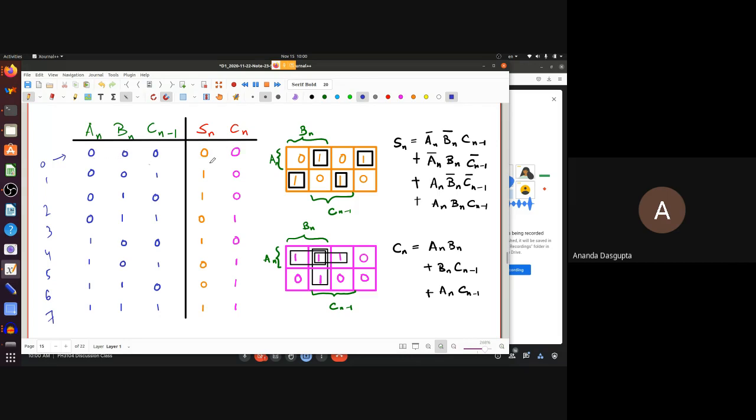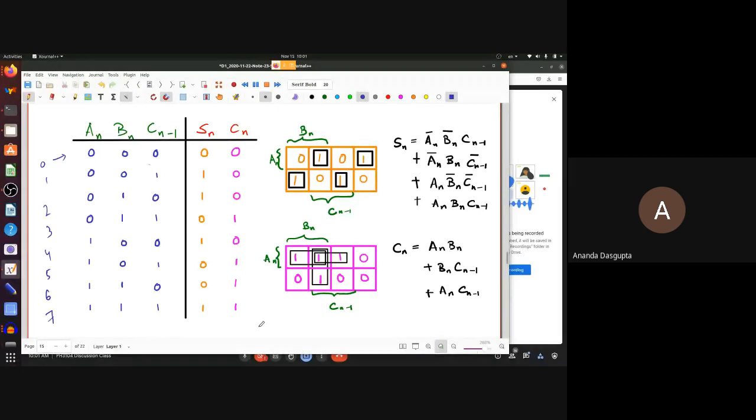Right? 3 zeros add to 0, sum 0, carry 0. 2 zeros and a 1 gives 1 sum, carry 0. Here, 1, 0, 1 gives you 0, 1, and so on. Now, I can use Karnaugh maps, which we talked about in the last video, or you could use any other technique to figure out what Sn and Cn are.